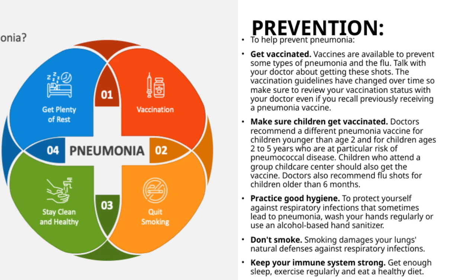It's equally important to make sure children are vaccinated too. Doctors recommend a different pneumonia vaccine for children under 2 years old, and for those between 2 and 5 years who are at higher risk of pneumococcal disease. Children who attend group childcare centers should also receive this vaccine. And for children over 6 months, flu shots are strongly recommended to help protect them from respiratory illnesses that could lead to pneumonia. Practicing good hygiene is another key step.